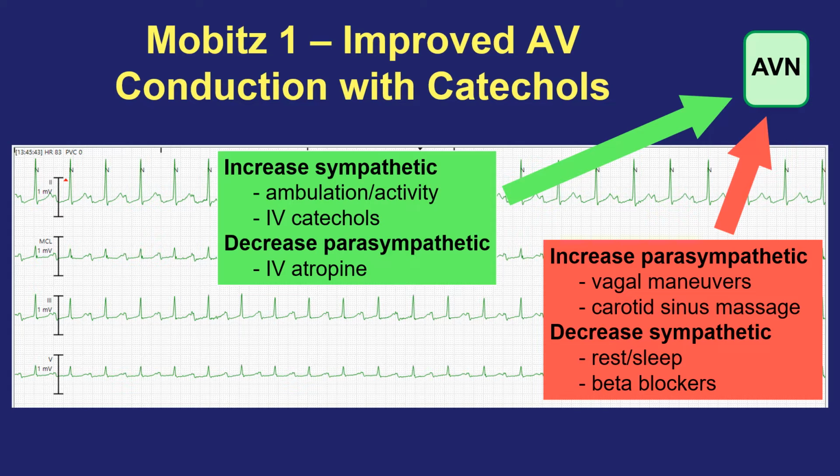There are maneuvers, therefore, that one can do in the context of second-degree block that can further help you clarify whether the block is happening in the AV node, which is under the influence of these autonomic nervous system components, or in the His-Purkinje system, which is not at all under the influence of sympathetic tone or parasympathetic tone.